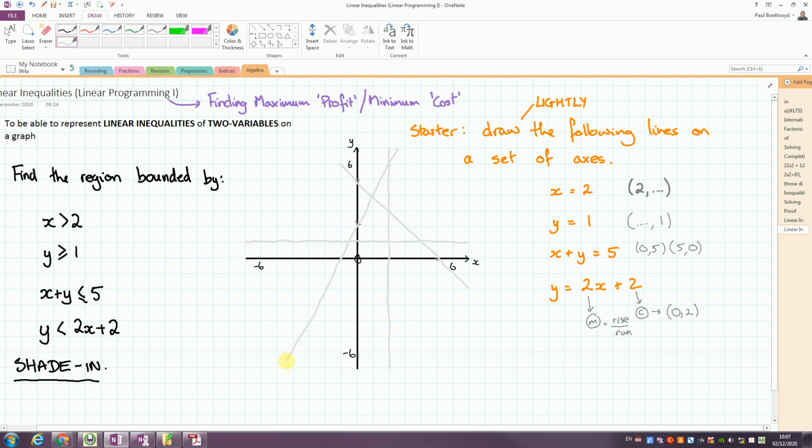So these are the lines, and what I ought to do is label them. So I've just done y equals 2x plus 2. I've done y equals 1. I've done x plus y equals 5. And I've done x equals 2.